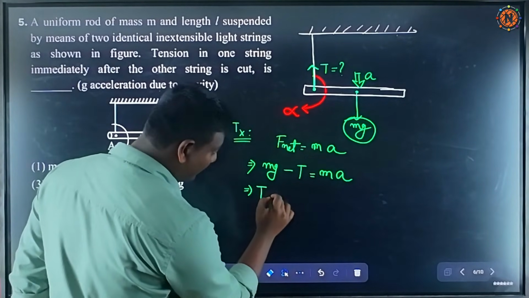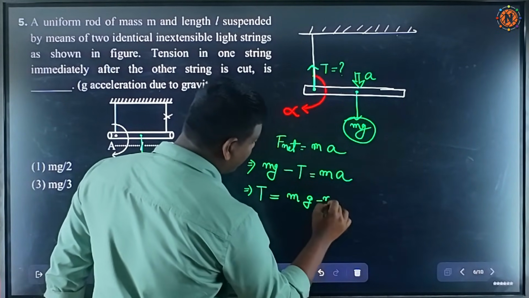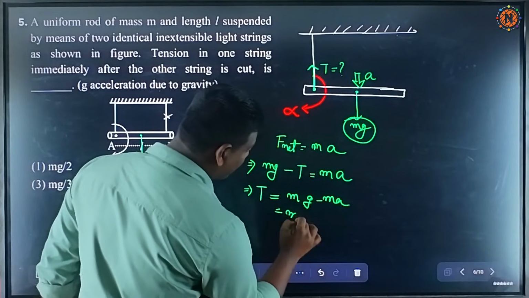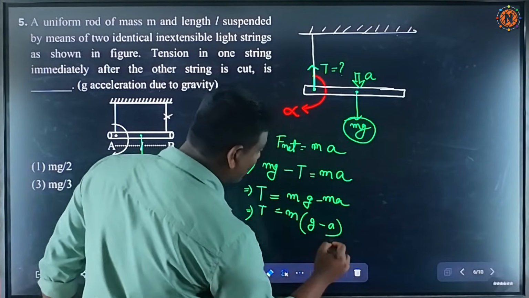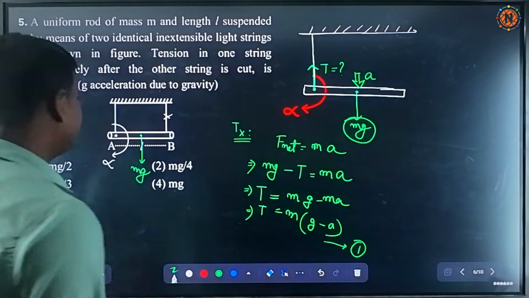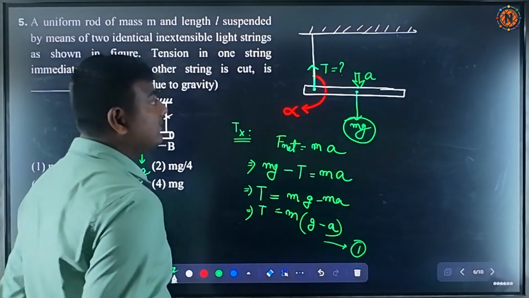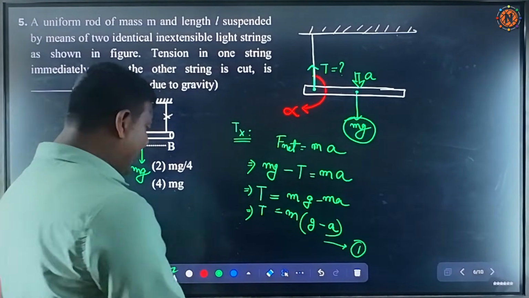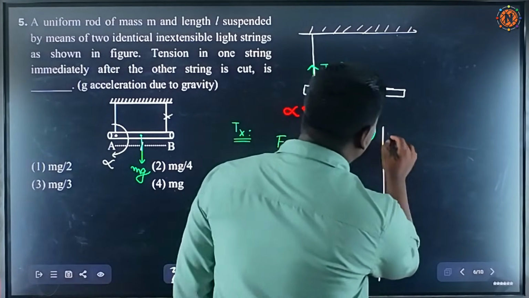From this equation we need to find the tension. Tension will be nothing but mg minus Ma. Take m common, so m(g minus a). But this is not given in any option, so we need to find the value of a, the acceleration of the center of mass. We will find it and then put it in. Now see how to find this. We have applied the translational equation.